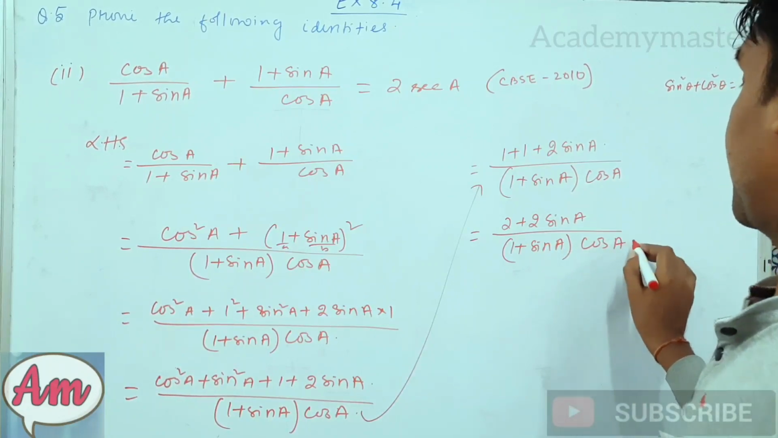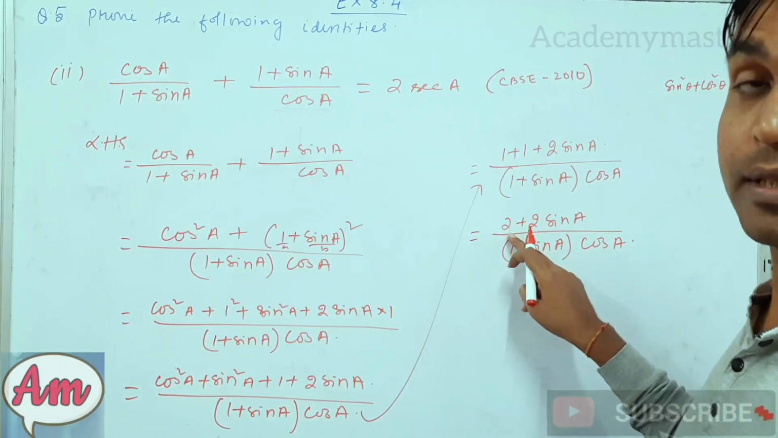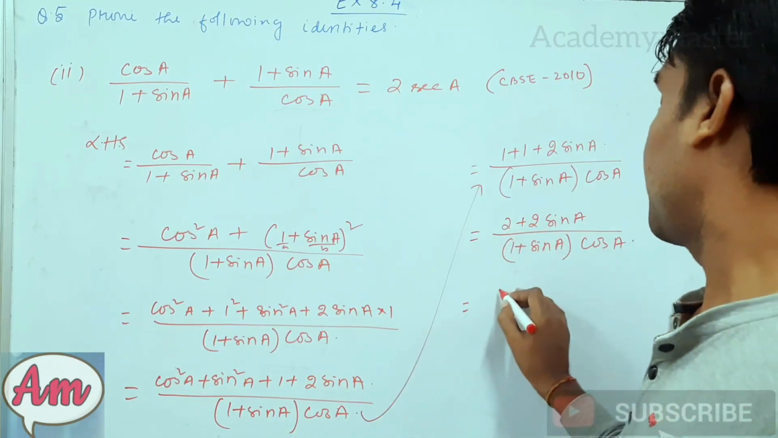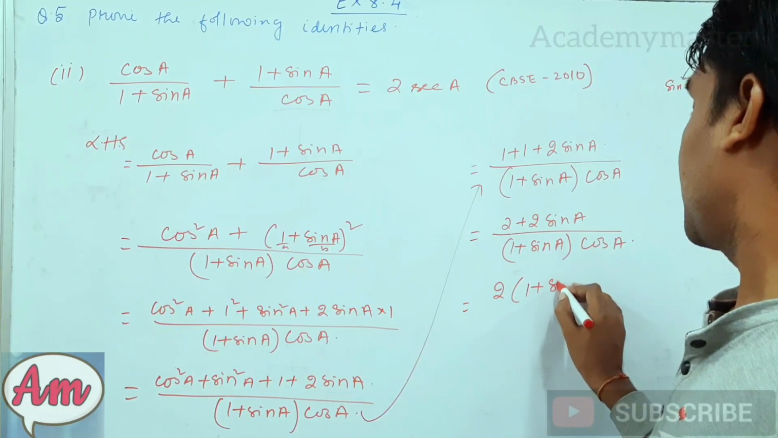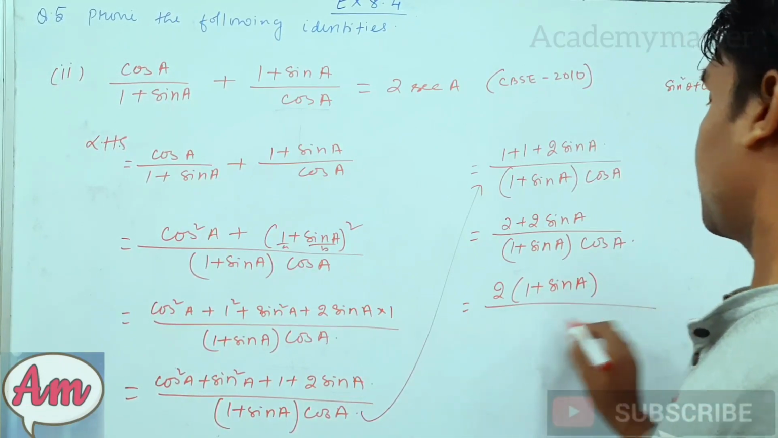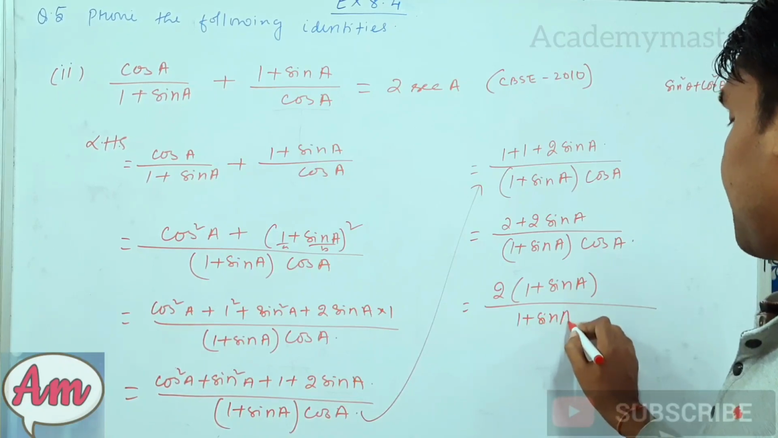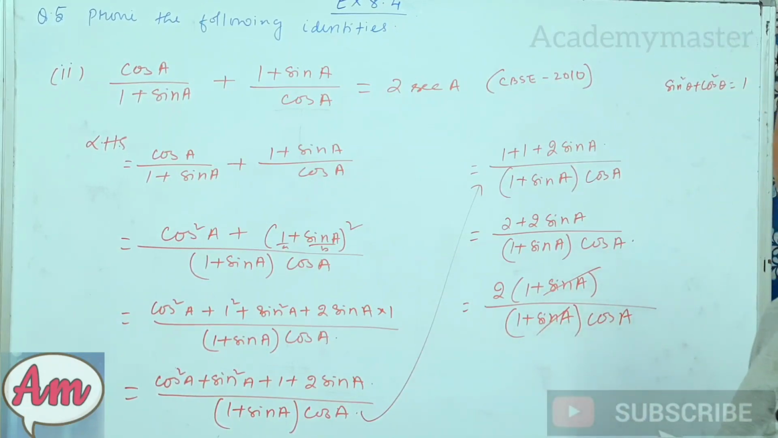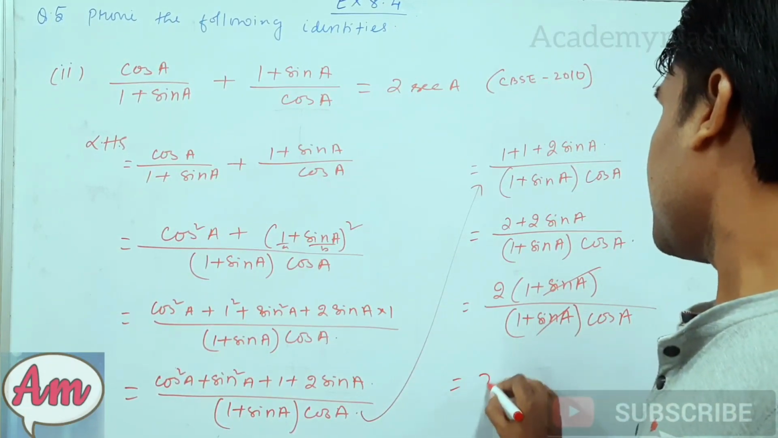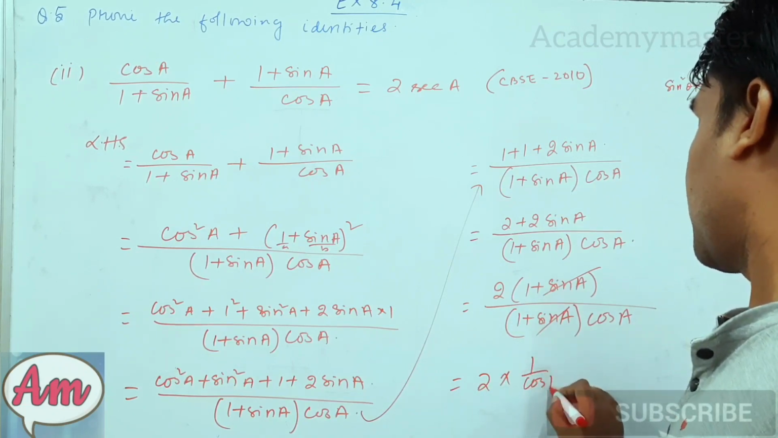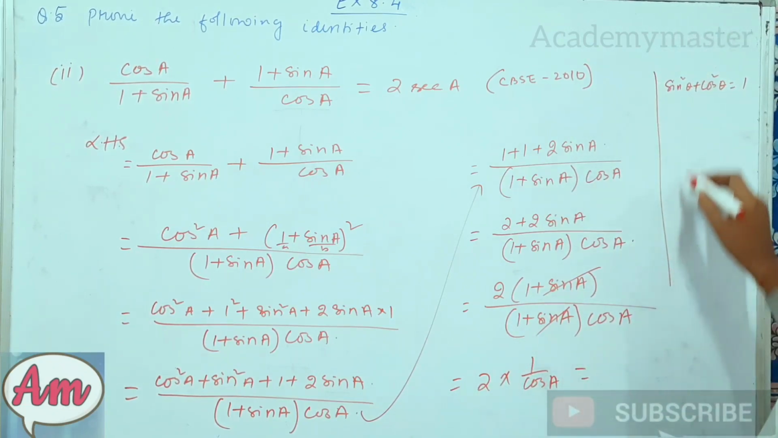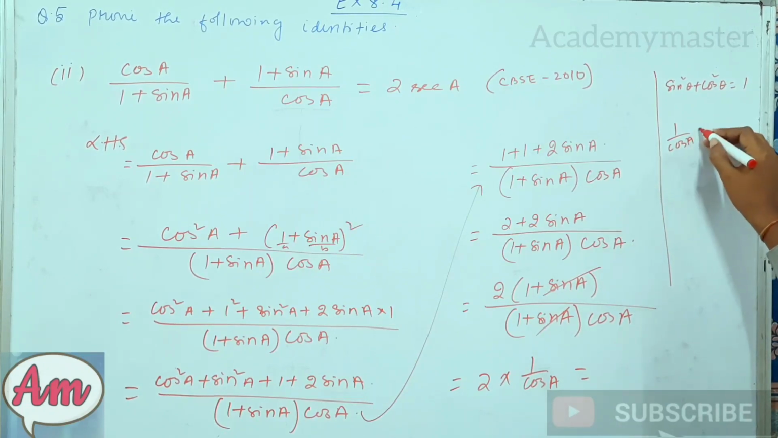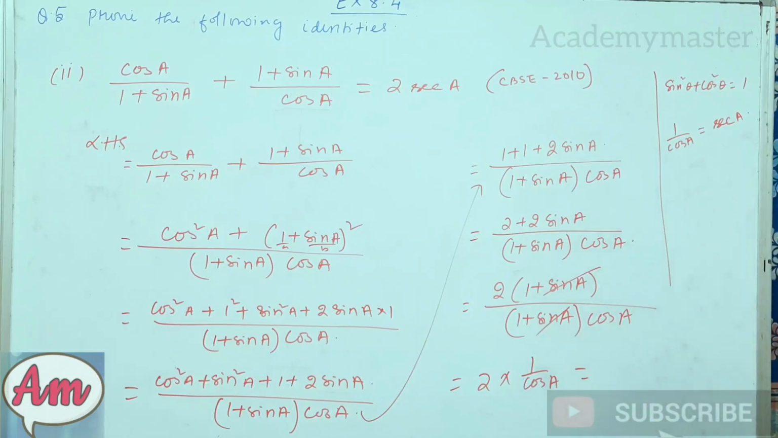cos A. Okay, students, in the numerator you see there is a common 2, we can take it common. So what will be left? 1 plus sine A, and the denominator will be 1 plus sine A into cos A. 1 plus sine A, 1 plus sine A, we can cancel it. So what we got? 2 into 1 by cos A. As I have told you, 1 by cos A is equal to sec A. That is the formula. So it will be equal to 2 sec A.